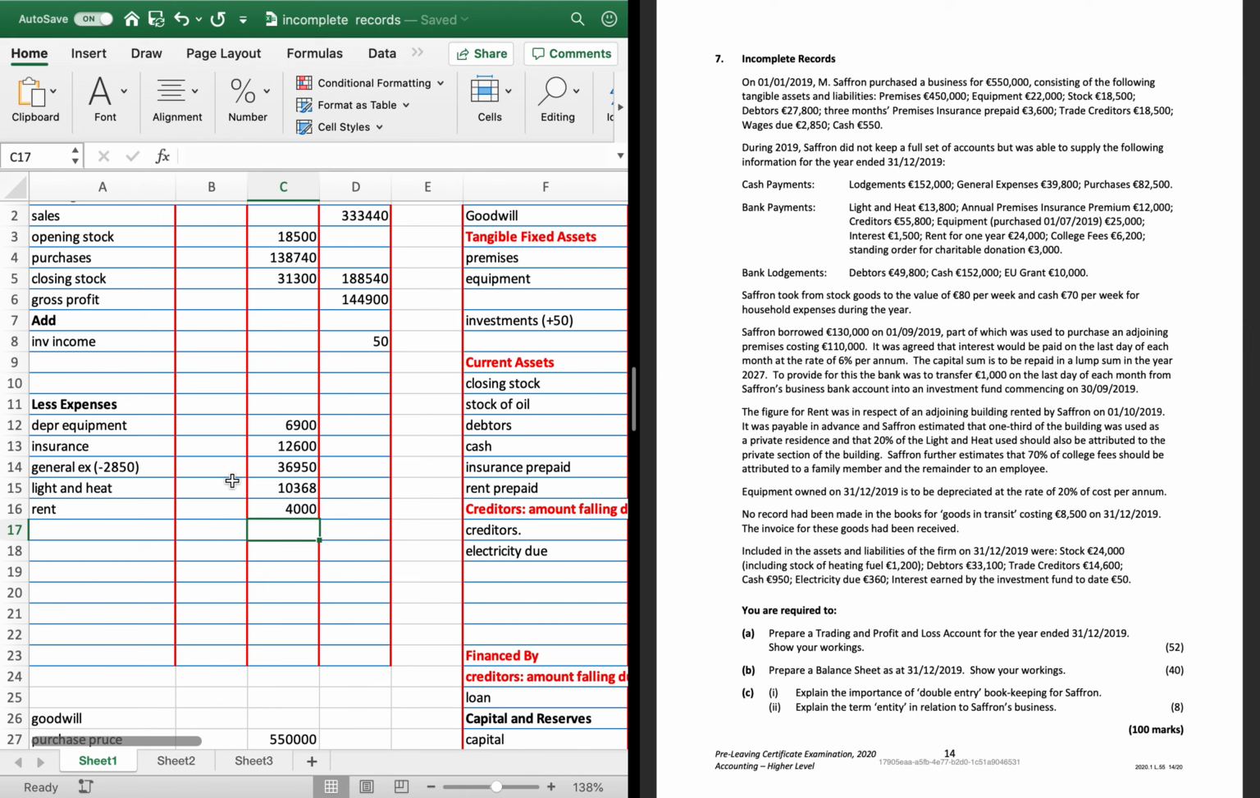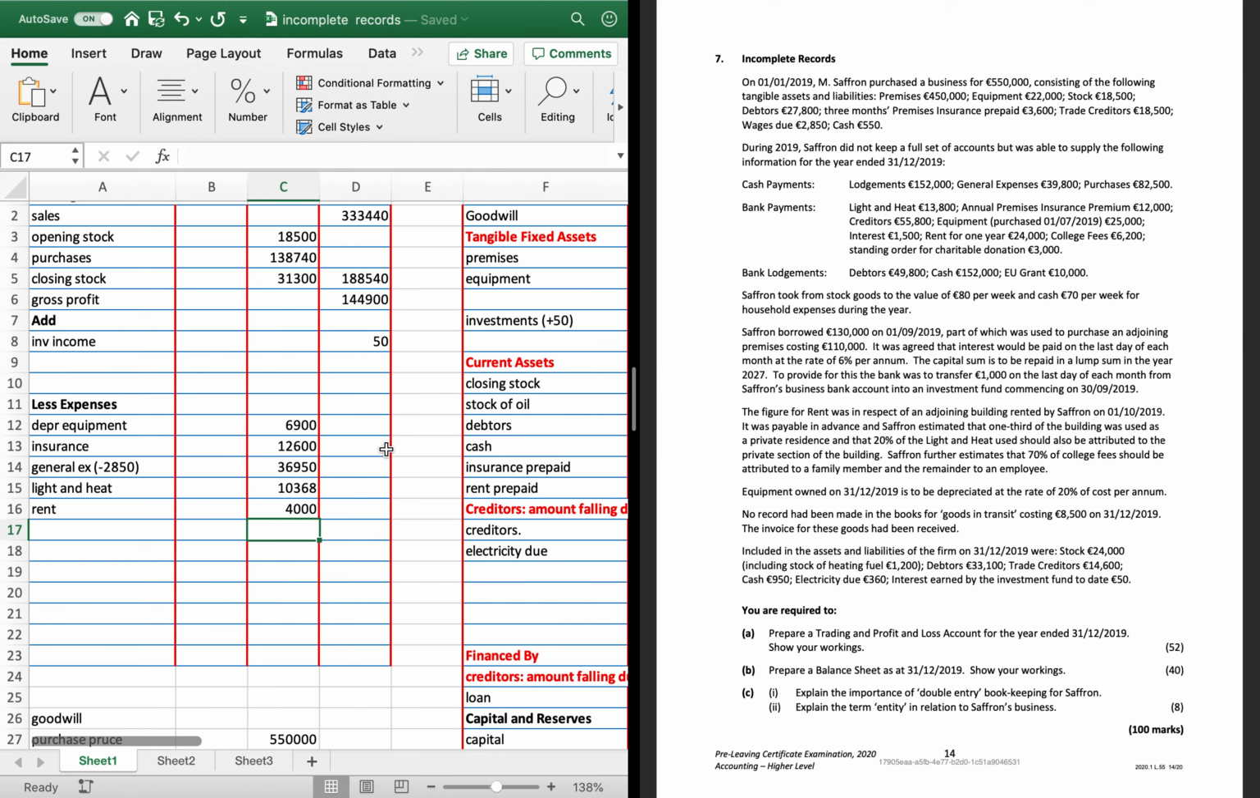Okay, so there's quite a lot in that. That was probably worth quite a few marks as well, marking scheme wise. So again, what we did was split the 24,000 up into what's drawings and what's business expense, and then deal with the prepayment after that.